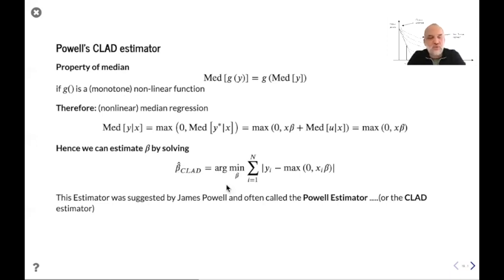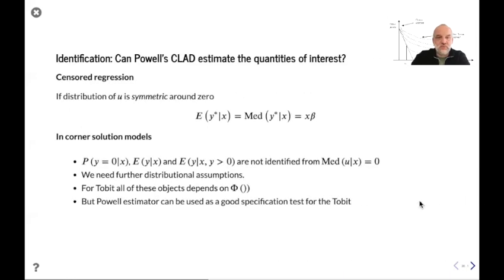Okay. This was originally suggested by James Powell, and it's often called the Powell estimator for that reason, or the CLAD estimator, for censored least absolute deviations. It's least absolute deviations because we are minimizing the absolute deviations between y and our model for y, okay? Or our model for the conditional median of y. And then it's called censored because we have the censoring part here, with the max operator sorting out all the observations that are negative, okay? So that's why we call it the CLAD estimator too.